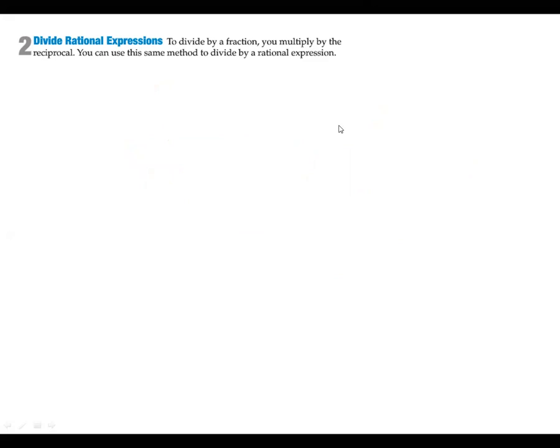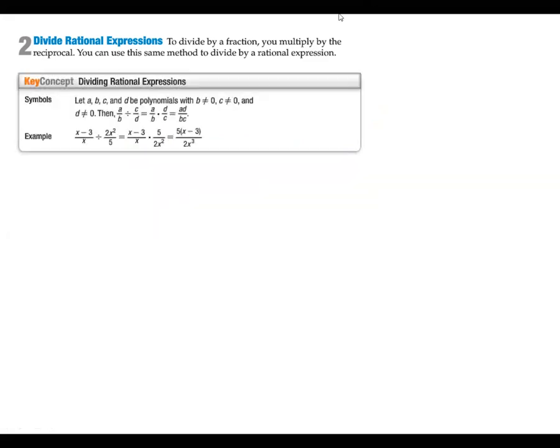So when you divide by a rational expression, you just multiply by the reciprocal. So if you have a rational expression here and a rational expression here, you just flip the second one and change it to multiplication. If you have a rational expression over top of another rational expression, you take the one in the denominator, flip it over, and multiply. So we'll go through several examples so you can see.